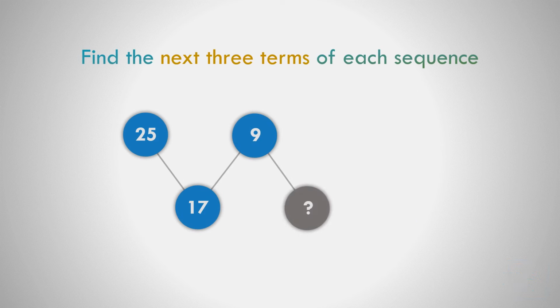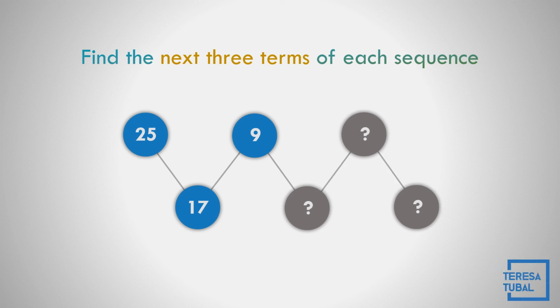Let us check the pattern. Find the next three terms of the sequence 25, 17, and 9. What do you think is the pattern? Correct. The pattern is minus 8. So 9 minus 8 is 1. 1 minus 8 is negative 7. And negative 7 minus 8 is equal to negative 15.